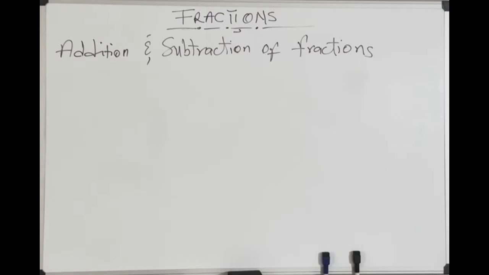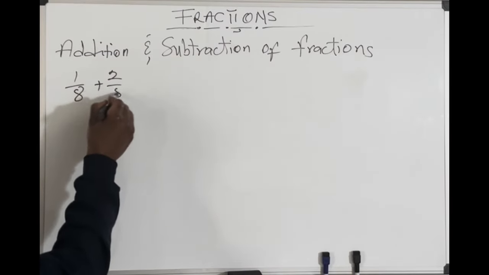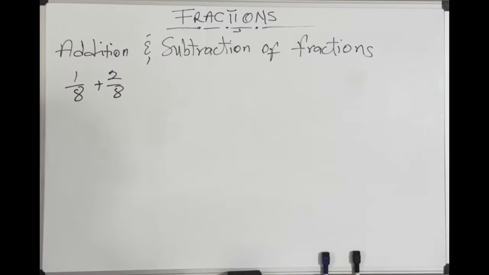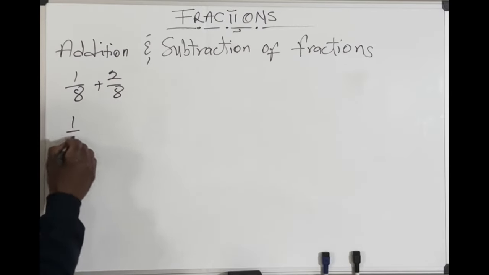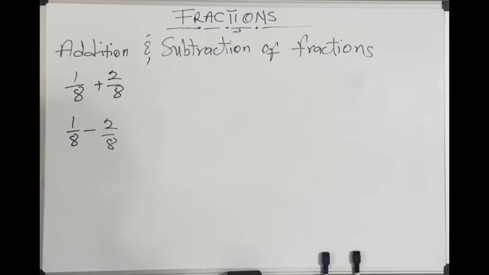We jump to addition and subtraction of fractions. Fractions can only be added or subtracted if they have the same denominator. That is, if they are like this, 1 over 8 plus 2 over 8, then you can go on and then add, okay? Also, 1 over 8 minus 2 over 8. You can go on and then do a subtraction, okay?